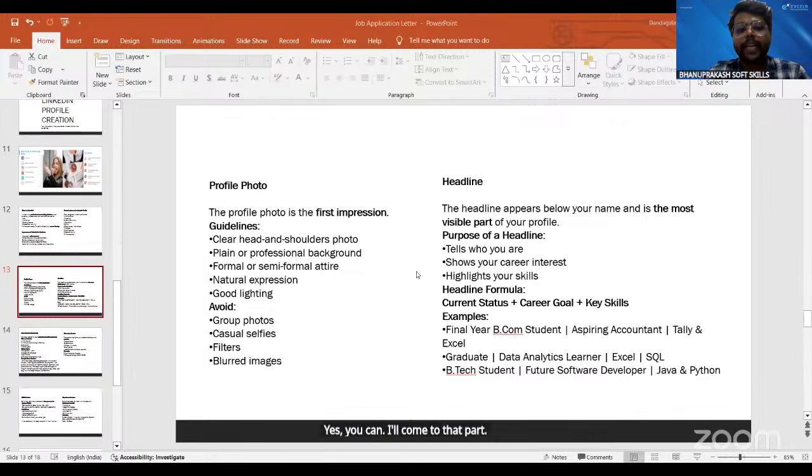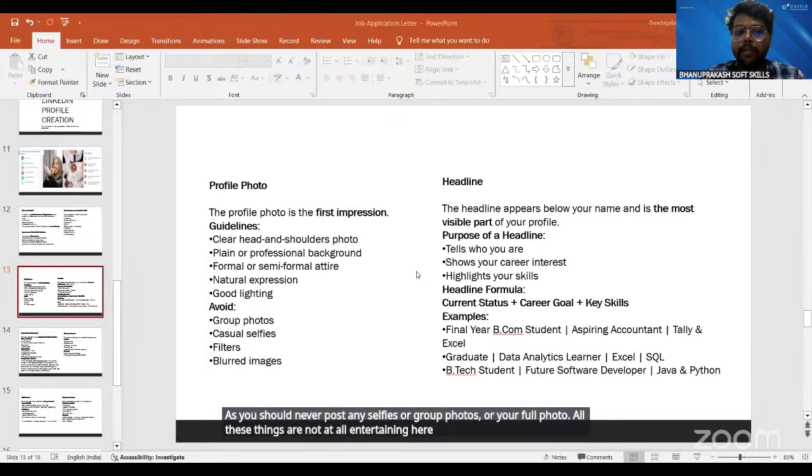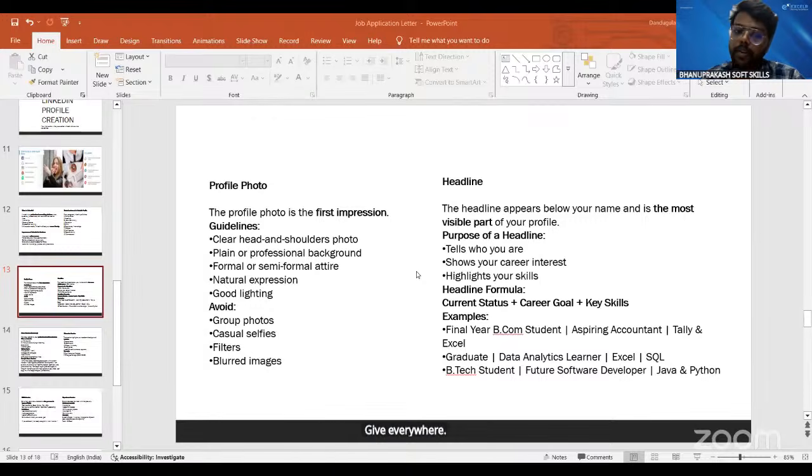So here are a few guidelines, like a clear head and shoulders photo, as you should never post any selfies or group photos or your full photo. All these things are not at all appropriate here. Simply, you should look professional. It should look like a passport photo that we normally give everywhere, like for certifications, right? So you can use the same photo here.